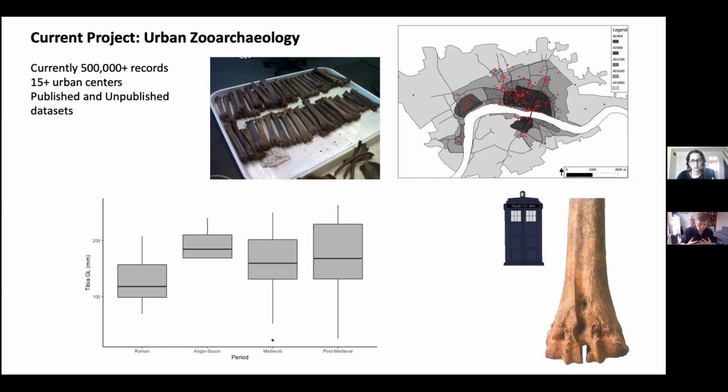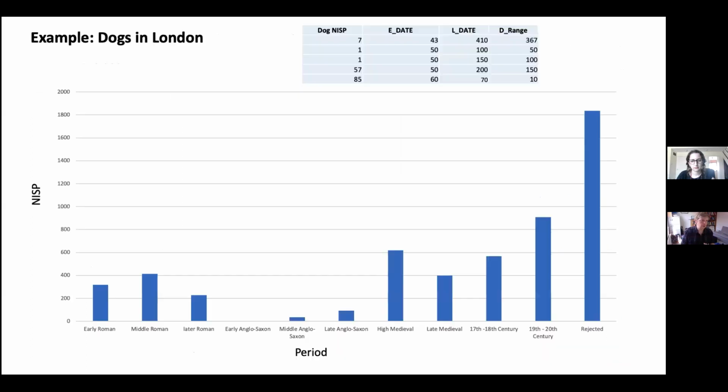Just as an example of why time is an issue, I'm going to use, for the rest of this presentation, just dogs in London, because it's quite a useful way of looking at this issue and this data. This is just a simple plot of the NISP counts for dogs in London from the data set that I've gathered. And I've put it into archaeologically defined time periods, which is another issue we probably should talk about at some point.